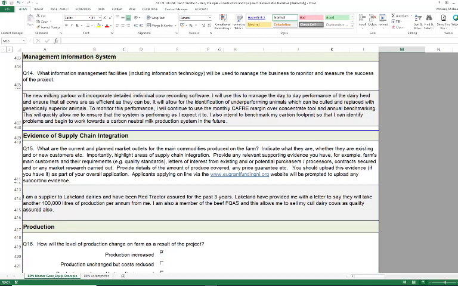Question 14, you're asked to describe what existing and planned information management facilities you'll be using, which includes the information technology to help manage the business and to monitor and evaluate the success of the project.